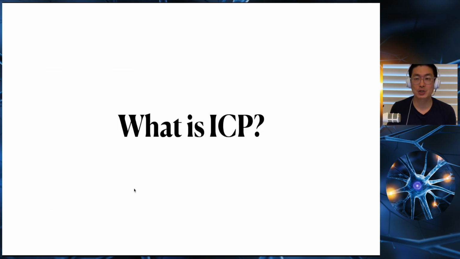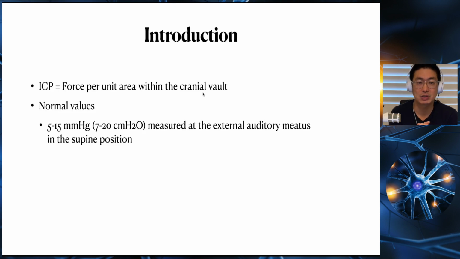Now, first question. What is intracranial pressure? ICP equals the force per unit area within the cranial vault, and normal values are 5 to 15 millimeters of mercury or 7 to 20 centimeters of water, because sometimes you might see it measured in those units. And it's measured at the external auditory meatus in the supine position.